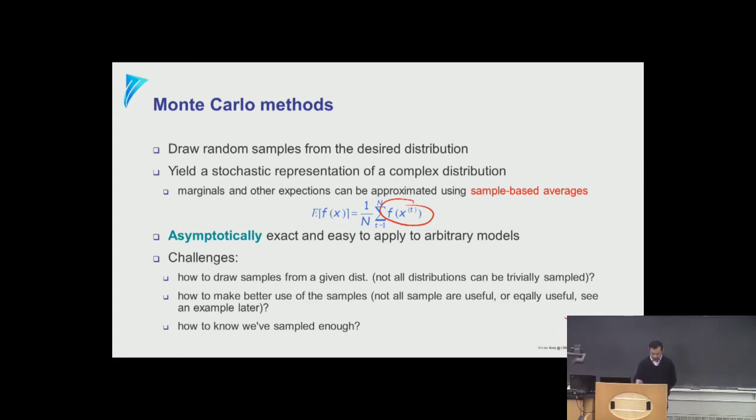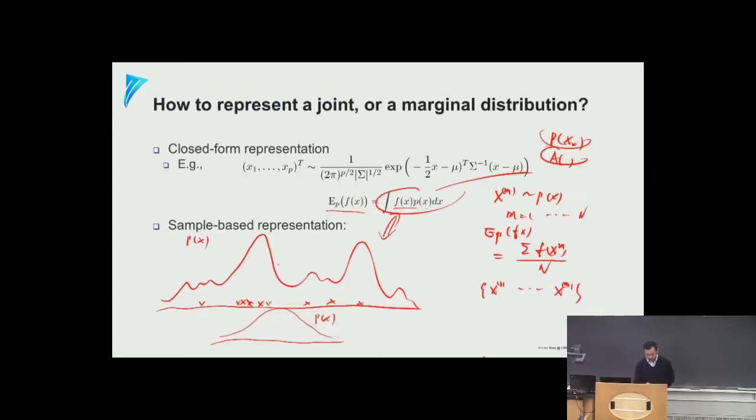Okay, so all so beautiful, right? Maybe it's too good to be true, because it looks like we don't need to worry about all this variational stuff, and we just draw samples. So in reality, there are some challenges, as I listed here. How to draw samples from a given distribution, such as a distribution like this?